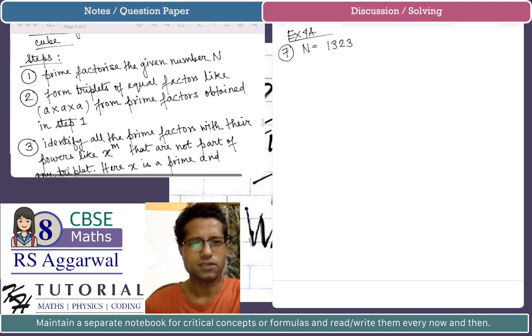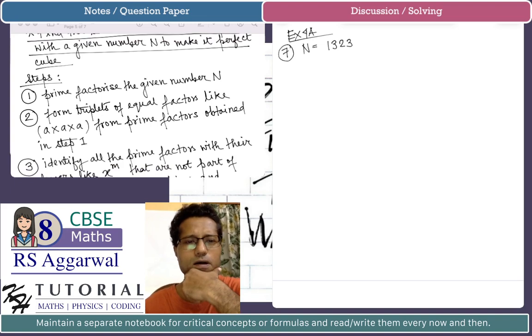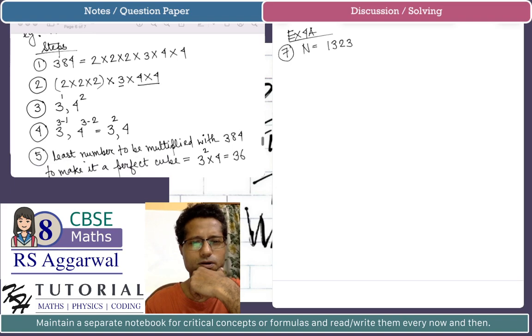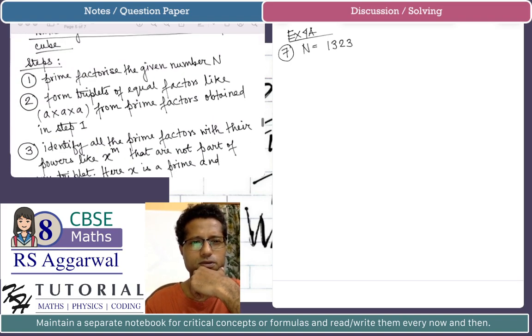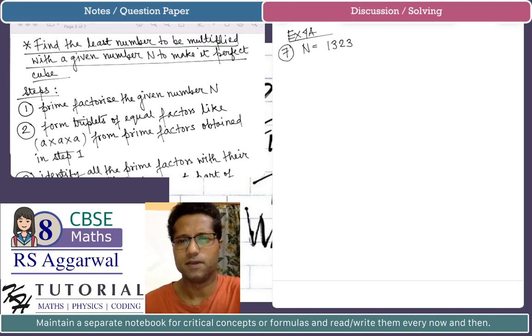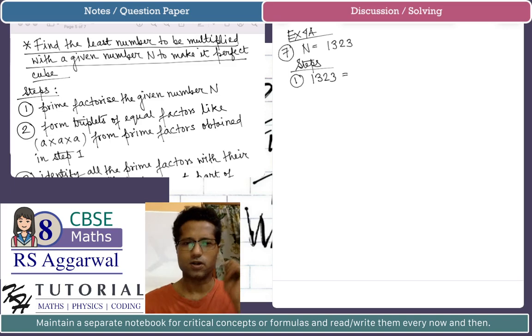Okay. So what are the steps? I hope you can see the notes. The steps: first, you have to prime factorize. I have an example in the notes, so that will give you a better idea. First, you do the prime factorization of the given number n. I'm writing these as steps so that you can correlate with the notes. What is the first step? I have to express the given number 1323 as a product of prime factors.